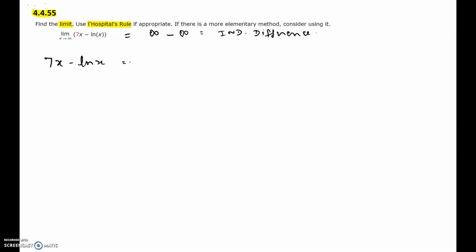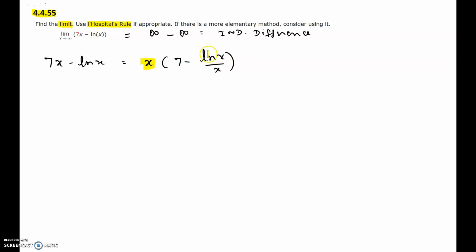We can apply L'Hopital's rule only when it becomes a quotient. So we will simplify 7x minus ln x and write it as a product. That is x times (7 minus ln x over x). If you distribute, you will see x times 7, which is 7x, and x times ln x over x, which is ln x. Now, as x approaches infinity, this part tends to infinity, and the 7 stays as 7, whatever the limit of x is.